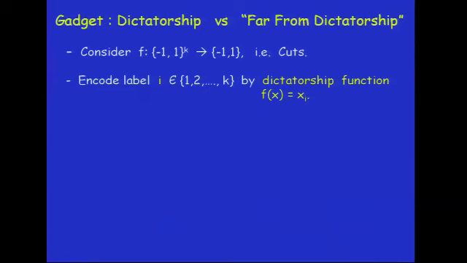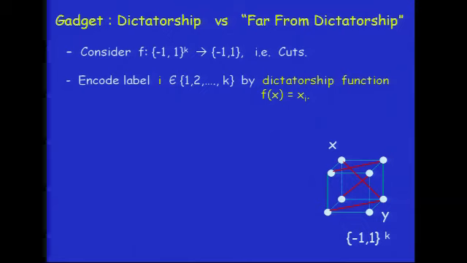So the dictatorship function, you can again view it as a Boolean function. The corresponding Boolean function will be a function of the type f of x equals x sub i, which corresponds to cutting the hypercube along the ith dimension. Specifically, the graph that we are interested in is not quite the hypercube. The vertices are the 2 to the k vertices of the hypercube, but the edges are not quite the edges of the hypercube. So I am going to define the edges next.